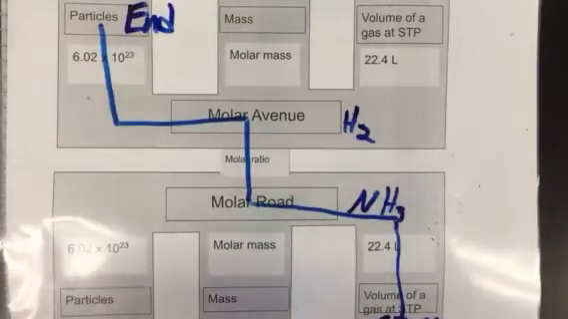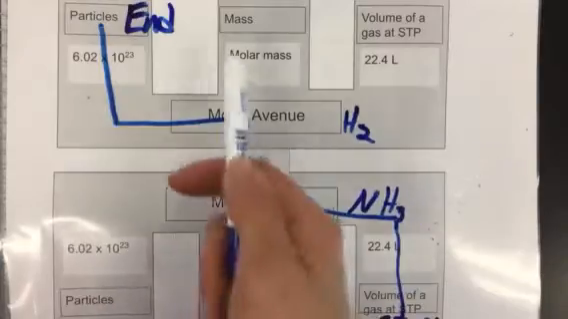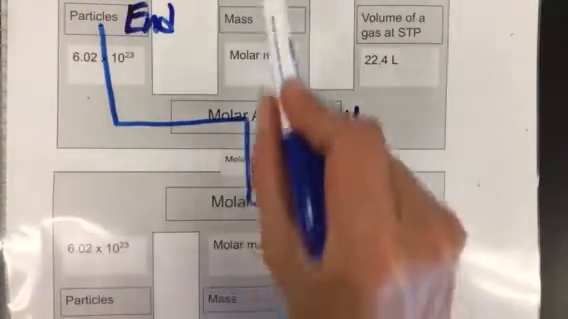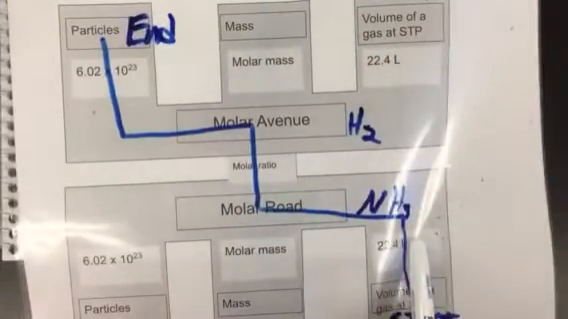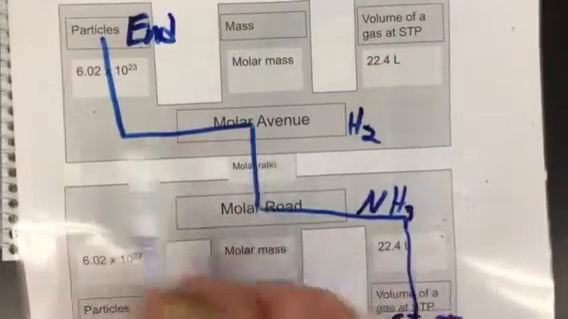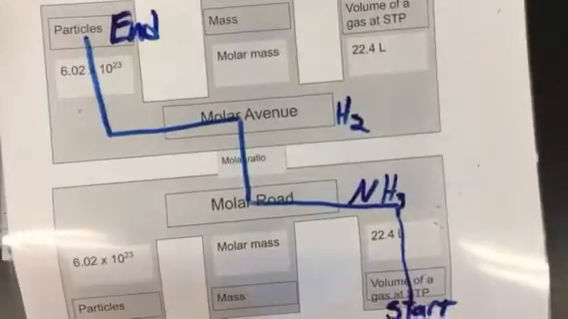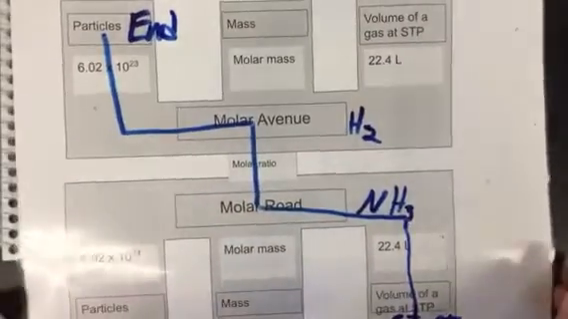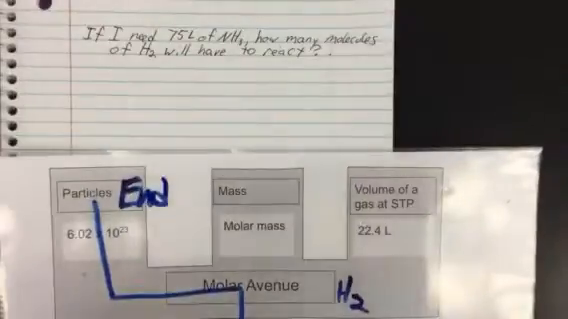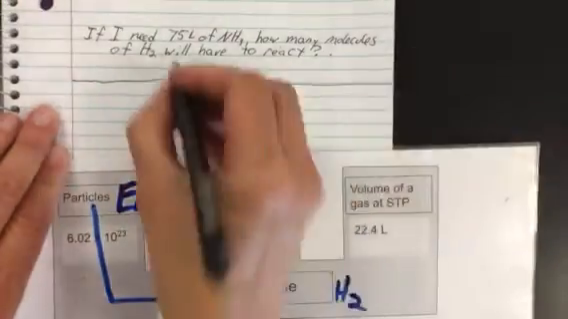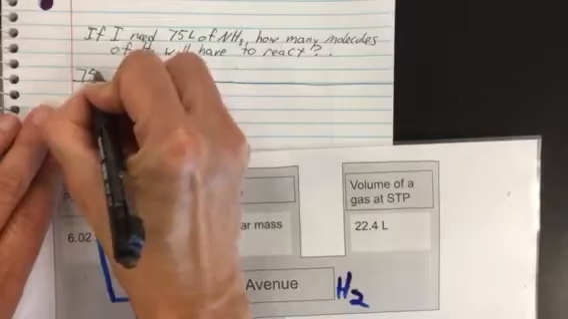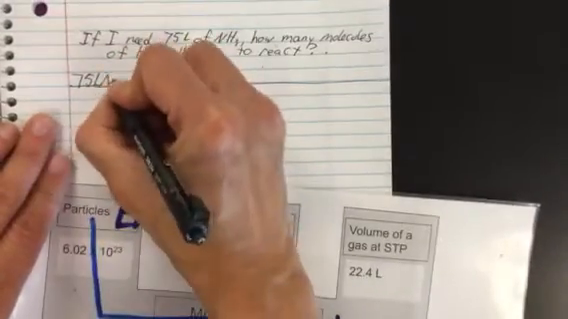Sometimes kids get caught up with the molar masses, that oh, we're going past molar mass, but we're not turning down that road, so we never have to go through this gate. We'll go through the 22.4, we will go through the molar ratio, and you will go through the 6.02 times 10 to the 23rd, in that order. So we'll draw a line and put our starting point, 75 liters NH3.